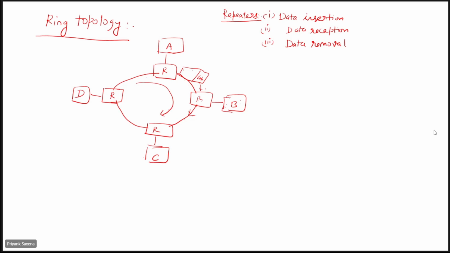So repeaters perform the data insertion and reception functions, unlike the taps on the bus, because taps serve as an attachment point on a bus or a tree. And the data removal, I told you, is done by the source station itself, because it serves the purpose of an automatic acknowledgement. It also allows multicast addressing.